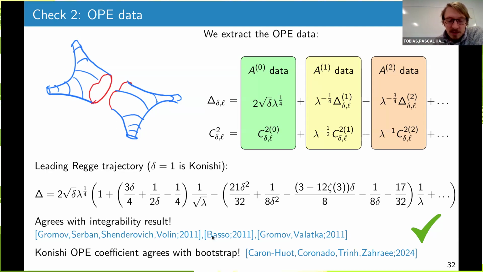Also, the OPE coefficient of Konishi has been recently computed using numerical conformal bootstrap, and this also matches precisely with our result for this OPE coefficient. And this is not published yet, but was presented this year at Amplitudes.